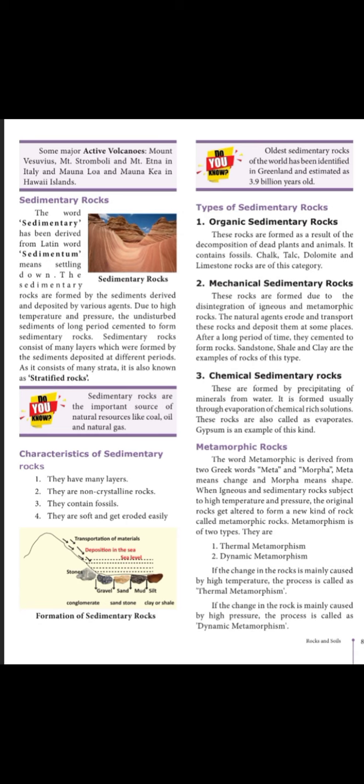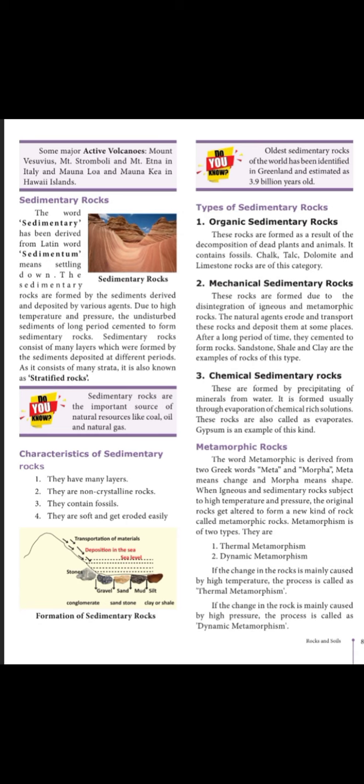Now soil composition. The basic components of soil are minerals, organic matter, water and air. What percentage does it have? 45% minerals, 5% organic matter, 25% water and 25% air. Okay. Classification of soil. Already you would have learned about different types of soil.